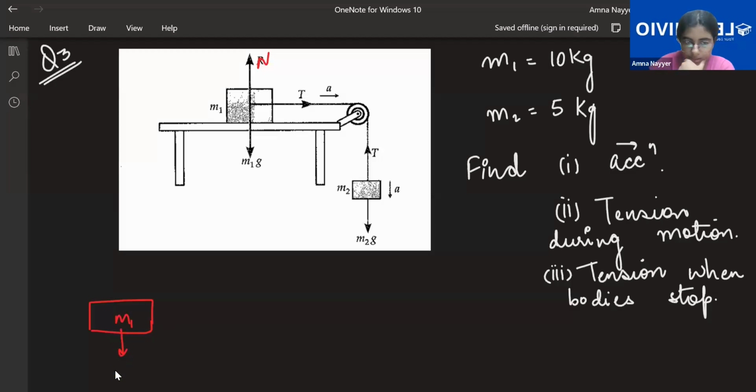M1G, which is weight, then normal reaction, and tension towards the right. Anything else? Acceleration is towards the right. Any other force? Gravity. No. Gravity is this only, Neha? If there is no other force, just say no. Yeah, Simra, can you tell me for M2?